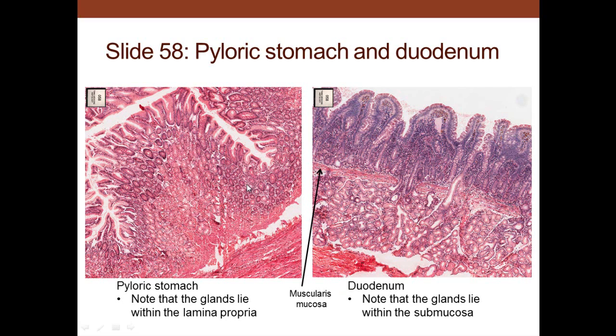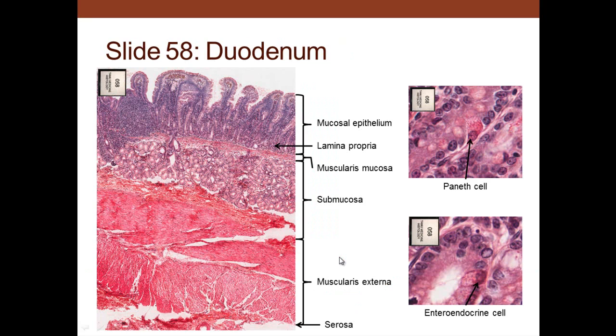Here's a pyloric stomach. Again, note that the glands are in the lamina propria as opposed to the duodenum, where they're located in the submucosa. There's a muscularis mucosa. There's a mucosa from there to there: epithelium, lamina propria, muscularis externa. Here we can see the mucosa, which is the epithelium plus the muscularis mucosa and the lamina propria. Those 3 things, epithelium, lamina propria, muscularis mucosa, make the mucosa.